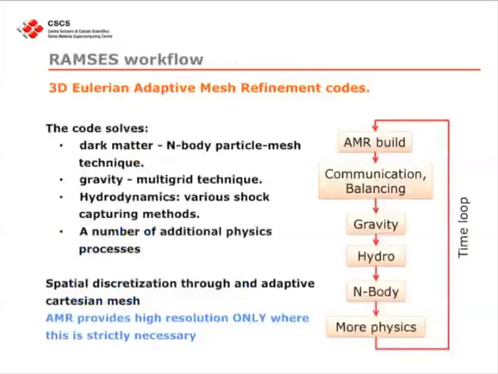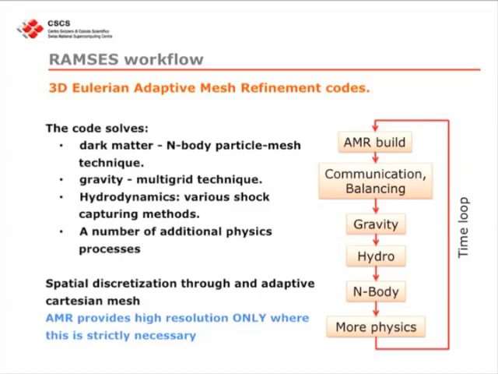So in a nutshell, how Ramses works, you have a time loop. And within this time loop, you have the control, the setup, and the management of the grid structure of the mesh, where you describe your physical quantities. Then there are some communication steps. Then gravity, hydrodynamics, and dark matter are calculated through different techniques. And finally, you can switch on or off different physical processes according to the needs of your study, what you want to simulate.